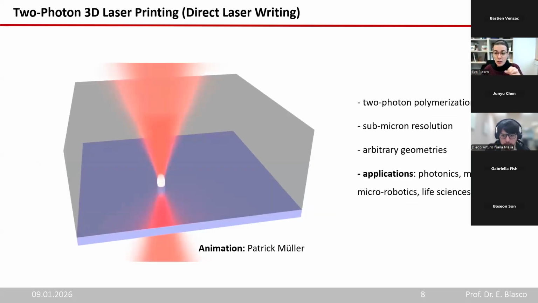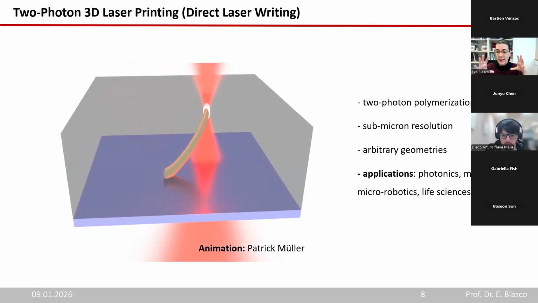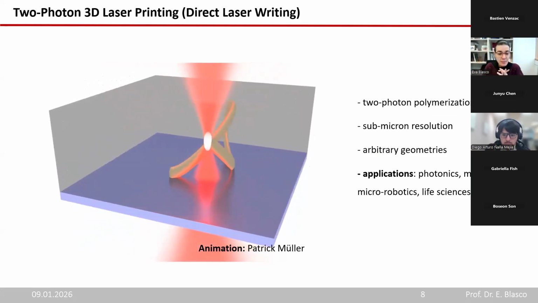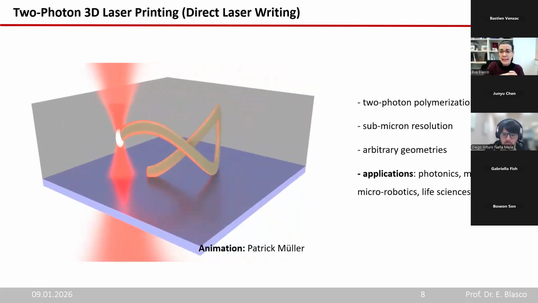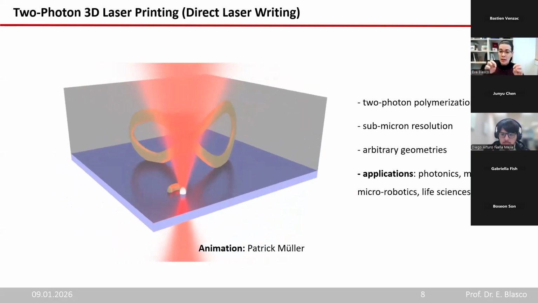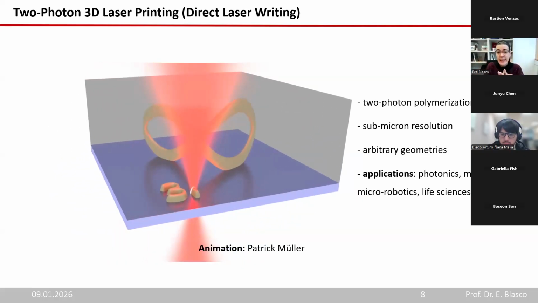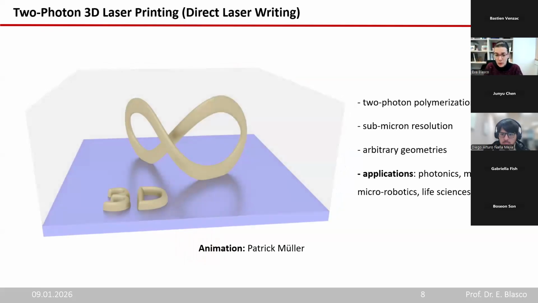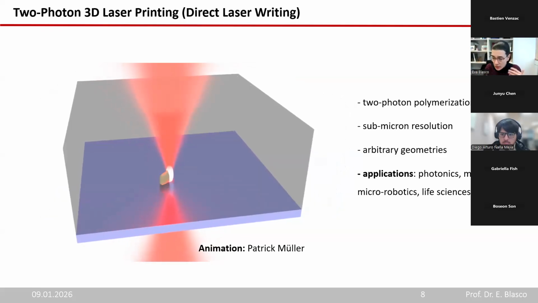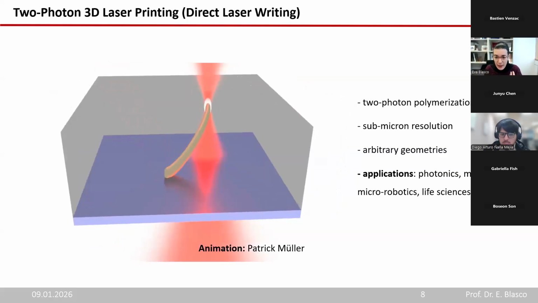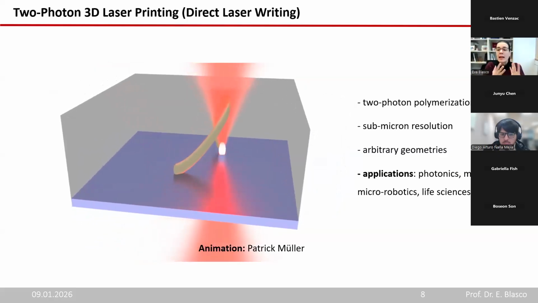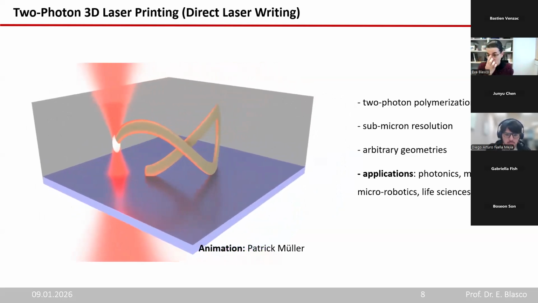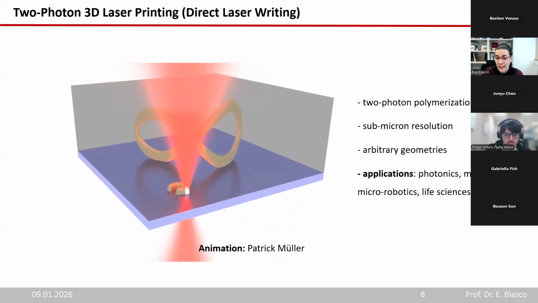I have here an animation. So we have a liquid ink, and I will talk about the details of this ink later. A femtosecond laser, usually in the infrared, is focused inside, and you can imagine that this is a pen. So now we polymerize, the material solidifies, and we can, in principle, print any arbitrary geometry with submicron resolution. The applications I will also emphasize a bit, depending on the material, but in general, they can go from photonics, microfluidics, micro robotics, and recently we have also explored a bit applications in the life science region.